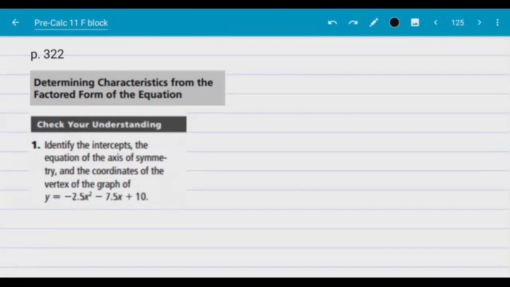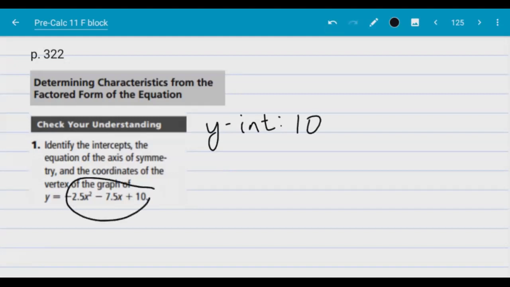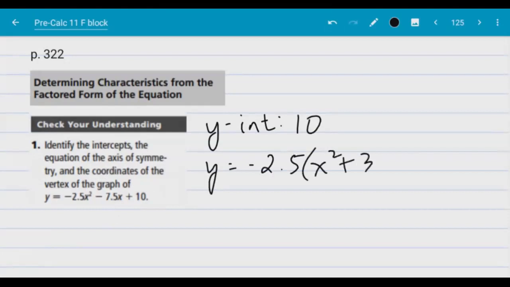Well, I think we can get the y-intercept right away because it is the number at the very end. Okay. If it is in general form, y-intercept 10. Okay. What else? To get the x-intercepts, let's see if we can factor this. Okay. So y equals negative 2.5 times x squared plus 3x minus 4.